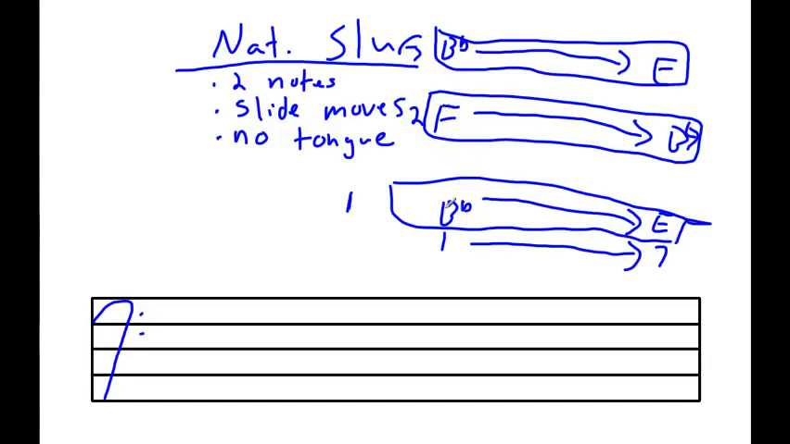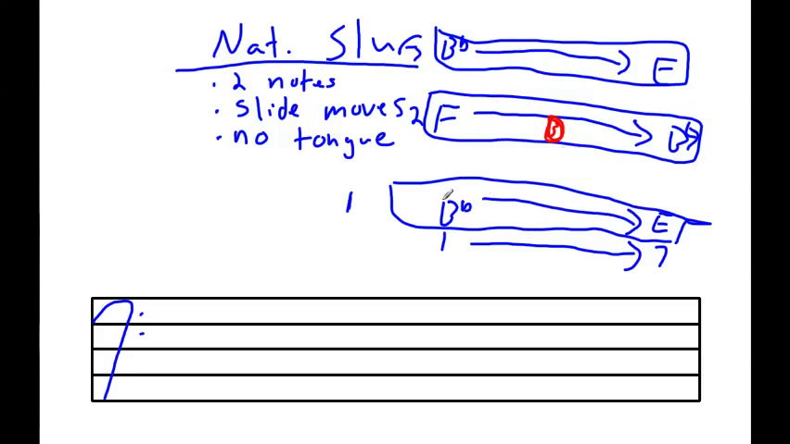If it's not a lip slur, like we talked about, like a lip slur would be from B flat to F, so that would be a lip slur. But if I were to go B flat to D, D in the middle here, so D in fourth position, so go from the low B flat to D, that's in this floor here. So that could be a natural slur.